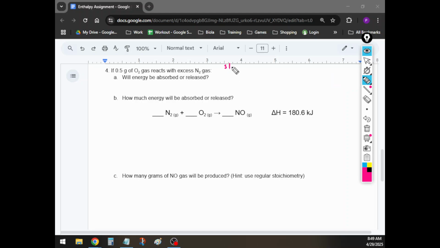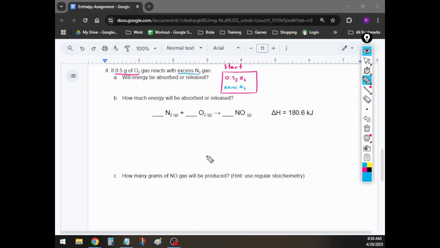So let's label a box for our start. This is going to be our starting container. Inside of our container, it tells us we have 0.5 grams of O2, so we're going to write 0.5 grams of O2. And then we are combining that with excess N2. Remember, excess means you have so much of it, you don't need to worry about it. We just need the information for the balancing. So we're going to write excess N2.